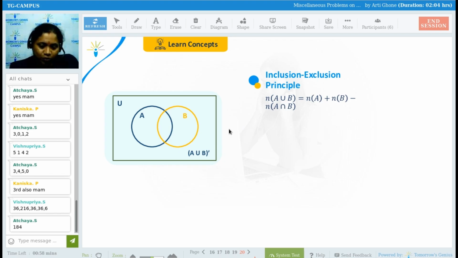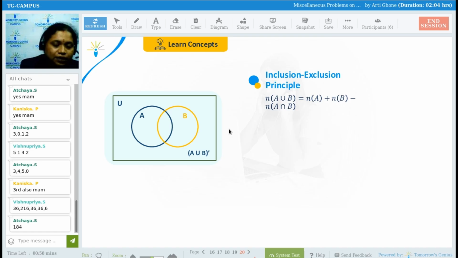Now inclusion and exclusion principle. Have you seen this formula before? No? Yes, we have seen this formula in sets, no? First set of elements plus second set of elements minus the set of their common elements. So this is known as the inclusion-exclusion principle, here for permutations and combinations. Clear? Okay. Now let's solve the question.